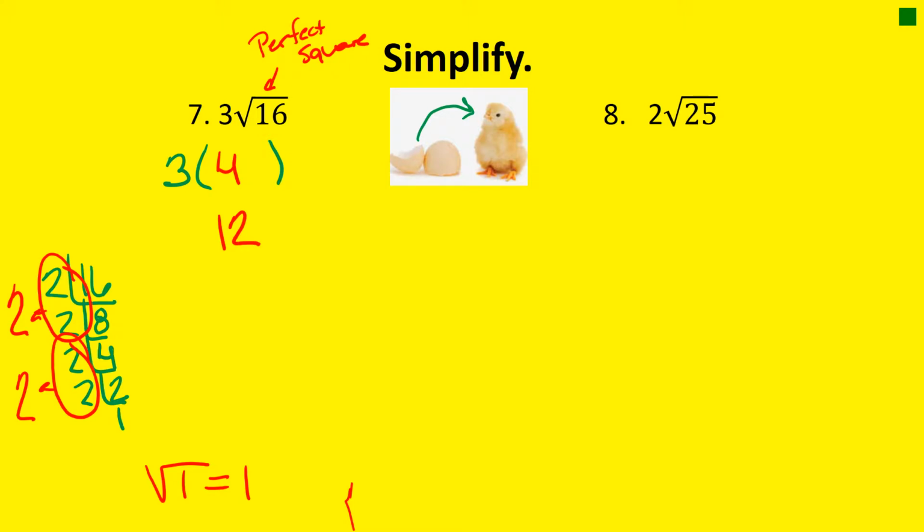Okay, so here we got to set up the 2, get ready for the square root of 25. Oh, 25 is one of those perfect squares. Here's what you might want to write down. Let's take a little pause.